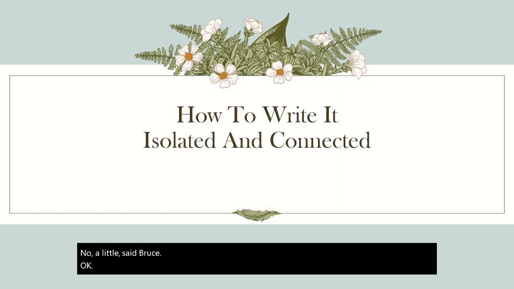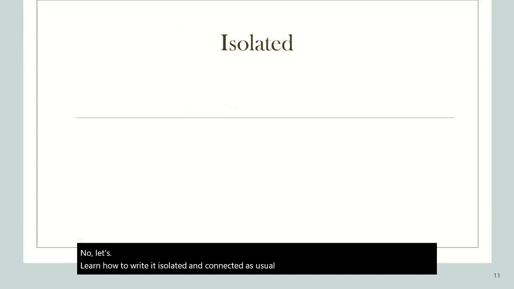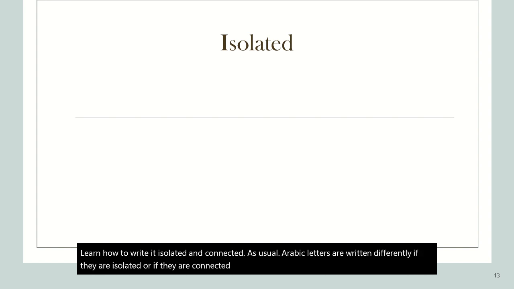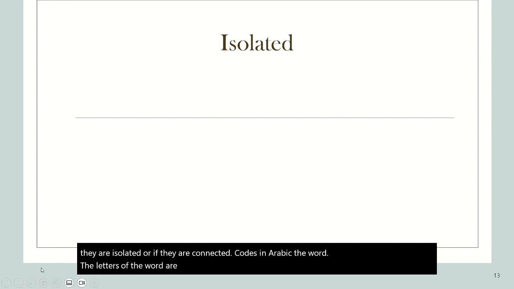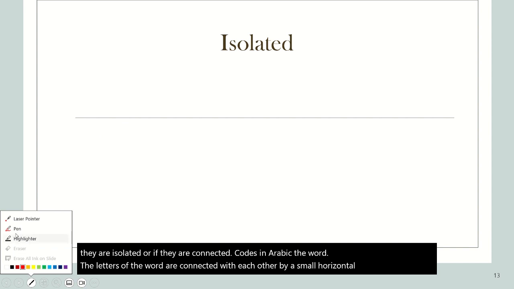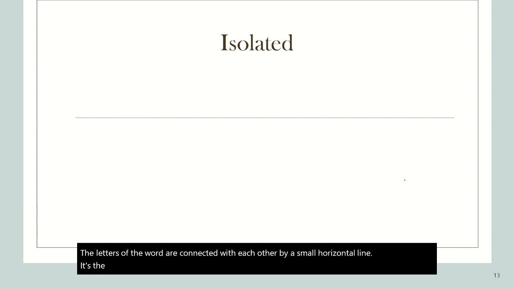Now let's learn how to write it isolated and connected. As usual, Arabic letters are written differently if they are isolated or if they are connected, because in Arabic the letters of the word are connected with each other by a small horizontal line. It's the same as Sad, the only difference is that we will add a dot above it.